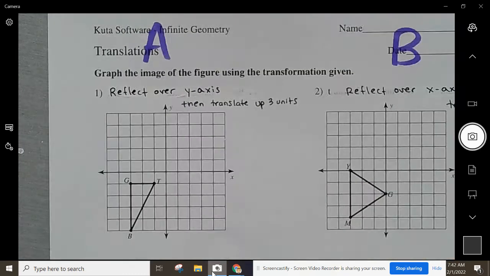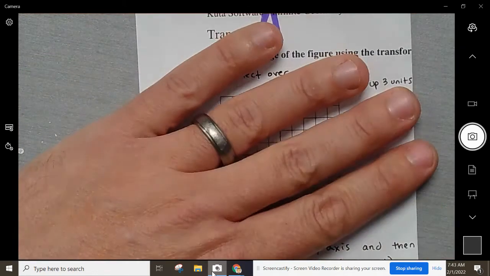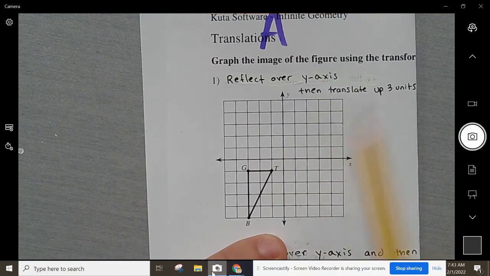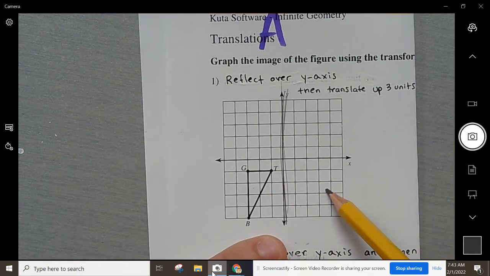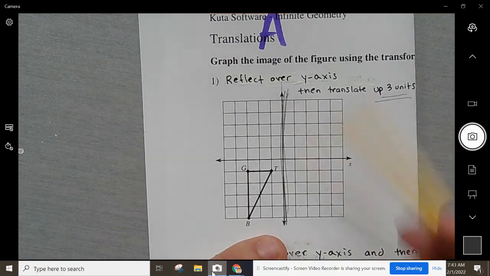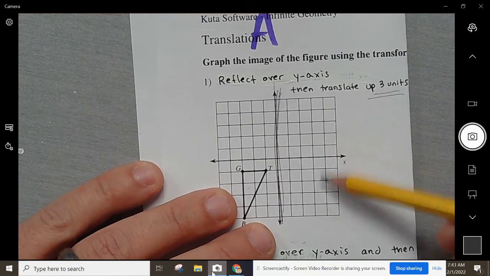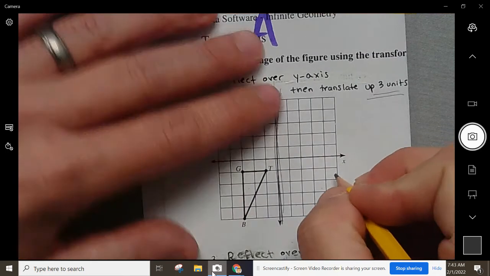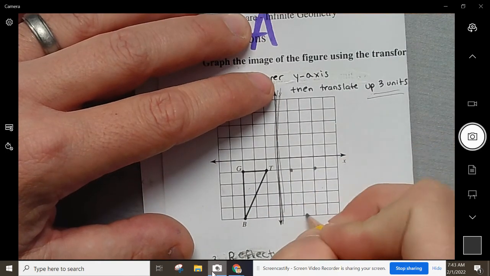Now the back side. This is where it gets a little more interesting, and I love it. We're going to reflect over the y-axis. This is the y-axis. We're going to reflect over it, and then translate 3 units up. So you're going to have this reflect and then move up. If you want to show me 2 different images here, that would be great. Give me the first image when you have this.